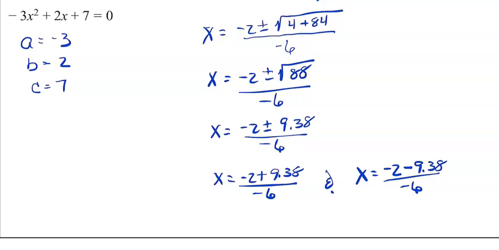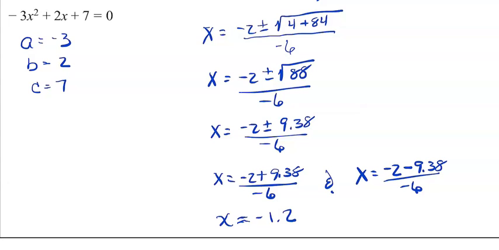So here I would just use my calculator. I'd say, okay, I have negative 2, and what I need to do with that is add 9.38, which would be 7.38. I'm going to divide that by a negative 6. So using my calculator, I see that x is approximately negative, my calculator says 1.23, so I'm going to go to the nearest 10th, so negative 1.2.